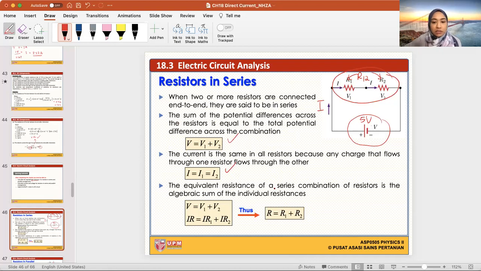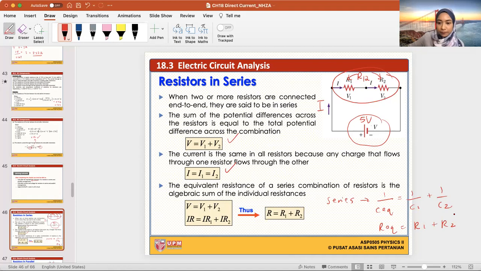So the equivalent resistance of a series combination of resistors is the algebraic sum of the individual resistances. Previously, when we talked about capacitors in series, it was 1 over C equivalent equals 1 over C1 plus 1 over C2. For series in resistors, the R equivalent is simply R1 plus R2. So it's reversed here. Capacitors and resistors have opposite equations. So remember capacitors in series, the equation looks like this, but it's reversed for resistors.